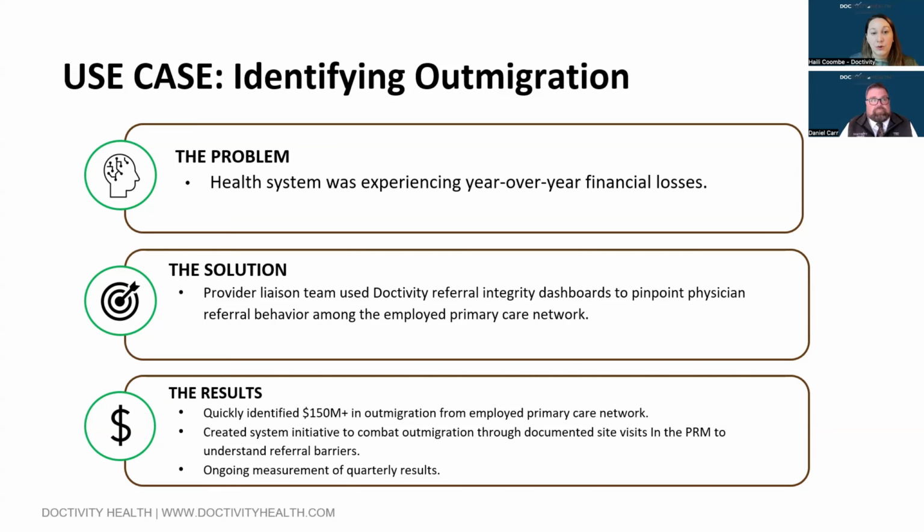So the liaison team used what we call referral integrity dashboards to pinpoint physician referral behavior specifically among the employed primary care network. The liaisons were able to say, this is the number of patients leaking within these particular services. And again, that customer put a dollar figure on it: 150 million in outmigration coming from this employed primary care network. It went above and beyond the liaison team, and they created a system initiative to combat that outmigration through documented site visits with the liaisons involved.